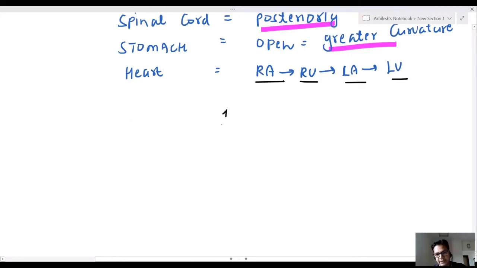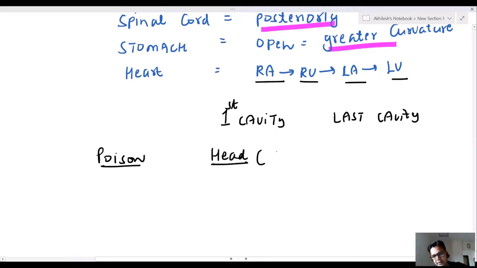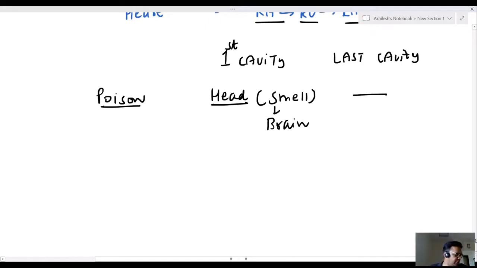Now sir, generally, which is the first cavity to be opened and which is the last cavity to be opened? Sir, in routine autopsy, we can open thorax or head, any one. But generally, in poisoning cases, first we open the head because the best smell of the poison comes from the brain. Last doesn't matter.